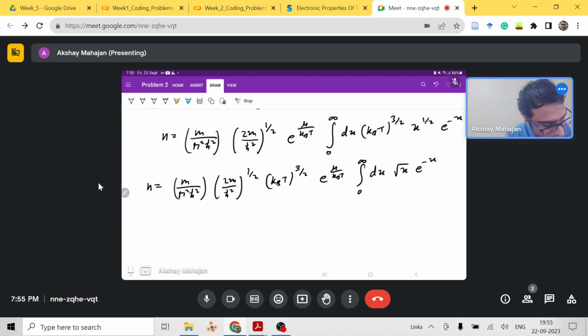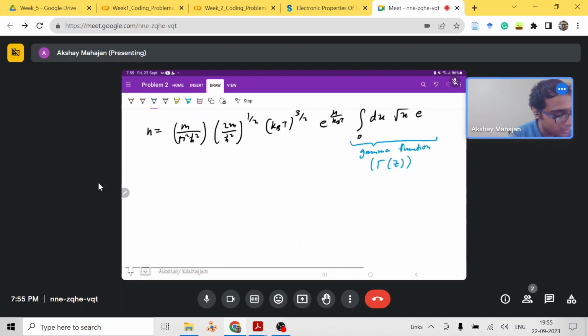Now this is called the gamma function. This is a complicated integral, so you don't have to solve it. Only if you get this question, you are given this integral. This is called the gamma function, gamma of z, and it has its definition, which is integral from 0 to infinity of x to the power z minus 1 e to the power minus x.